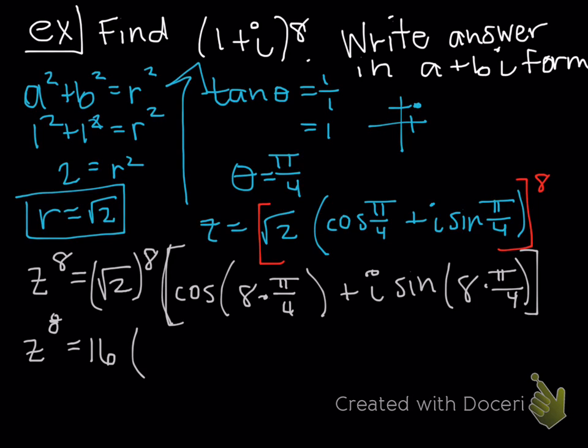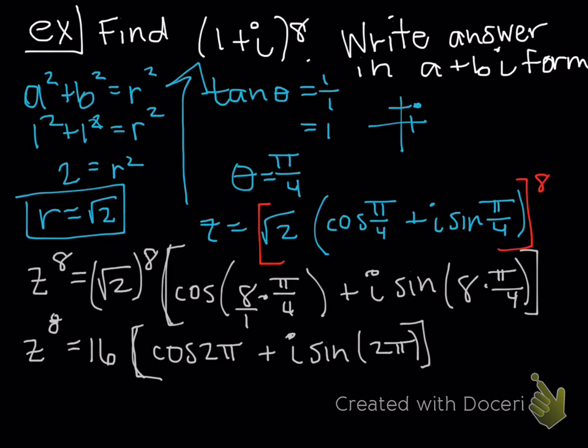My angle, 8 times pi over 4. So 8 over 1 times pi over 4 would become 8 pi over 4, which is 2 pi. So I get cosine of 2 pi plus i sine of 2 pi. And because the direction said they want this written in a plus bi form, that means I want it in rectangular form. So I got to write my coordinates down. So 2 pi is the same spot as 0. So that coordinate's 1, 0.